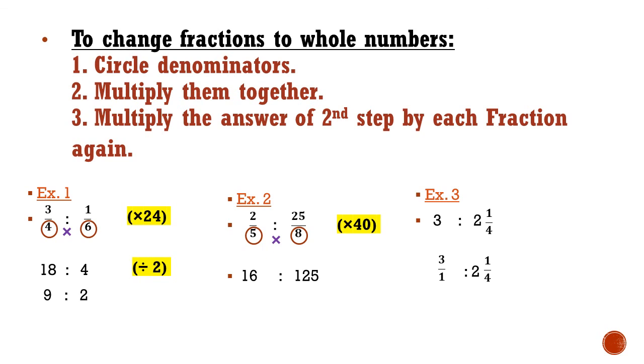Now we have two denominators, circle the denominators. Multiply them together. 1 times 4 equals 4. That means we multiply each term by 4 to get the ratio into whole numbers. 3 over 1 times 4 equals 12. 2 and a quarter times 4 equals 9. Now my ratio becomes whole numbers. I need to simplify my ratio. Divide both of them by 3, we get the answer 4 to 3. Is this the simplest form? Yes, because 4 and 3 are two consecutive numbers.